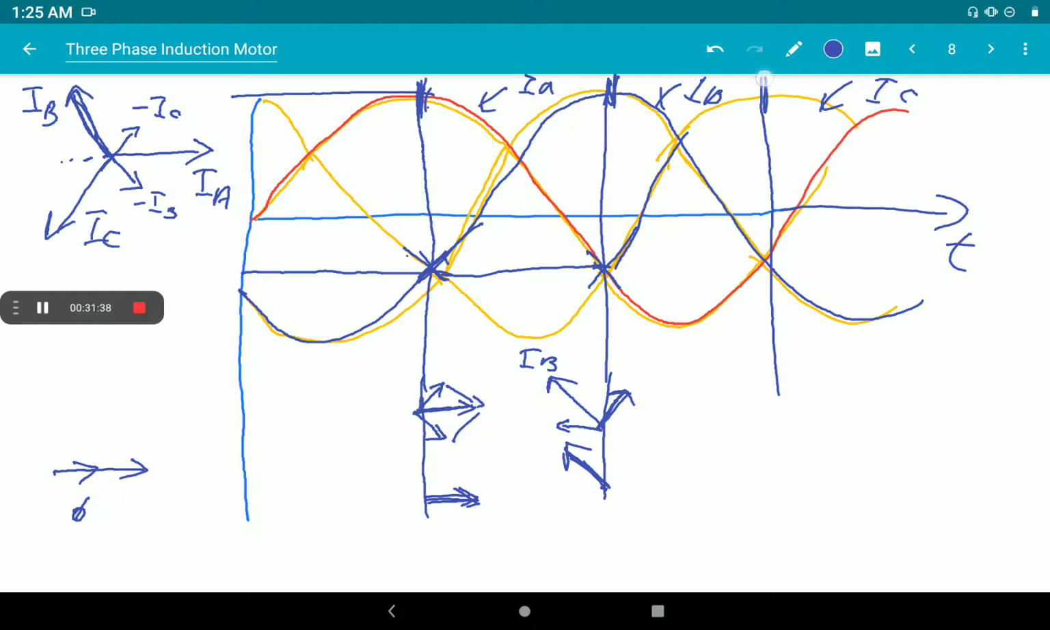And when we consider the third peak, here vector IC has the peak value. Vector IC will be in this direction. At this instant vector IC is positive, while IA and IB are negative. So we take the opposite of IA, which has half the value. Similarly, we take the opposite of IB, negative values. So the total resultant vector will be in this direction.